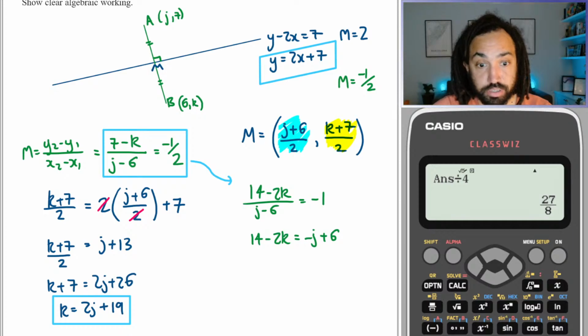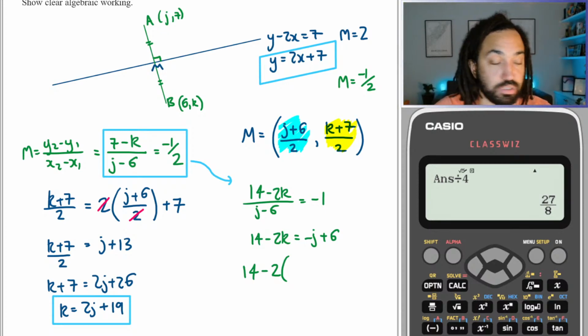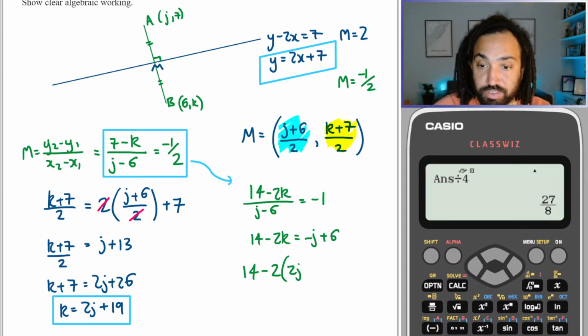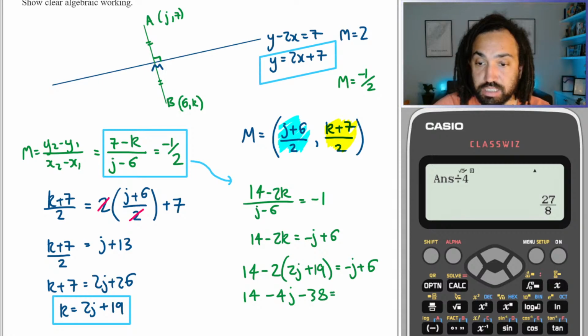So what I'm going to do, I think the easiest thing to do would be just to substitute in. It might not be the easiest way of doing it, but because this one's already k equals, I'm just going to replace the k over here, like so. This gives me 14 minus 4j minus 38.